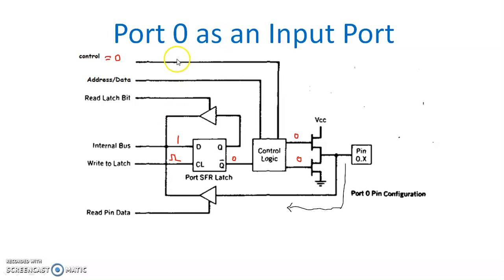If you want to configure port 0 as an input port, make the control signal 0. To the latch, you write the value 1 through the internal bus, and then give the write to latch signal.